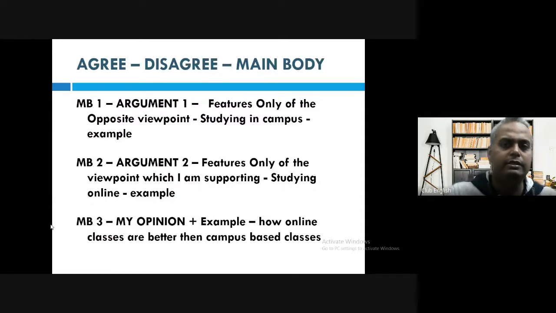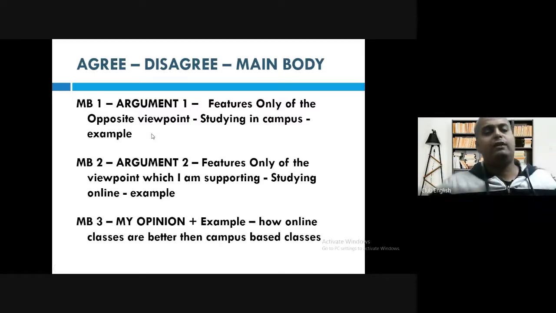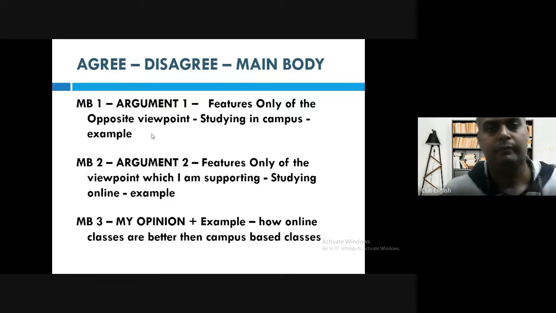So agree, disagree, main body. How we are going to write the main body. Now, argument one, features only of the opposite viewpoint. It's very important to understand that this is an opinion-based question. So you are going to attempt it in such a way that you will be putting up the opposite viewpoint first and your viewpoint later. So the opposite viewpoint, you'll be writing in 3, 4 lines, like studying in campus. That is, in this case, features only of the opposite viewpoint, that is studying in campus.